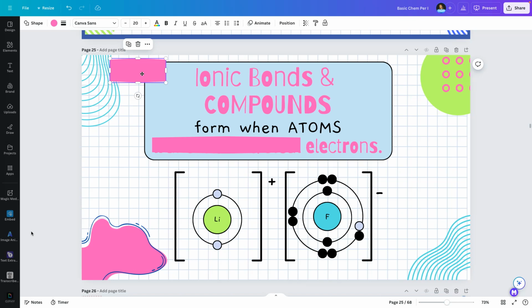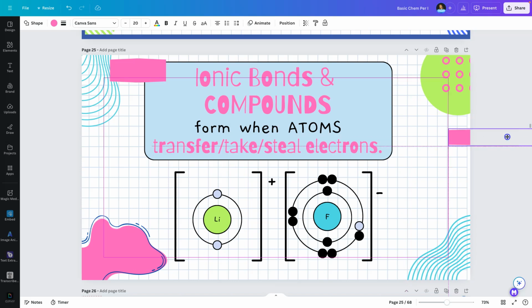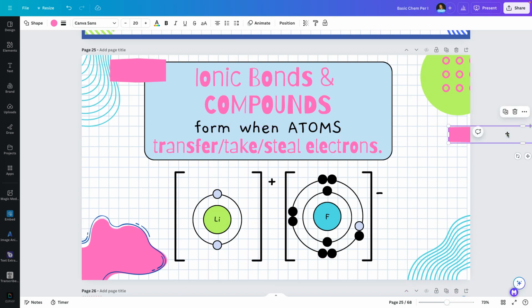Donated is good. Taken is good. Transferred is good. An ionic bond, they don't share. They transfer, take, steal, donate. All of those things are good. One atom is going to give electrons to another, or one atom is going to take electrons from another. But something that you have to keep in mind is those atoms are still combining. So even though an atom is taking an electron from another one, it's still combining with that other atom.